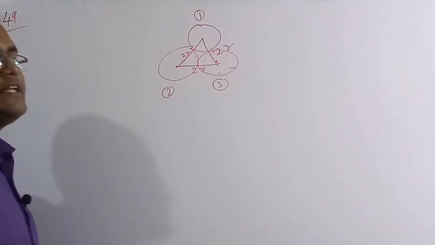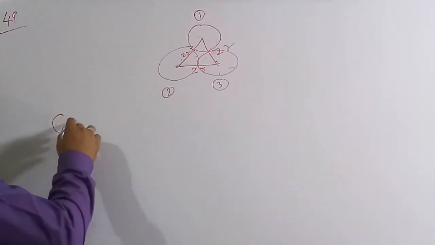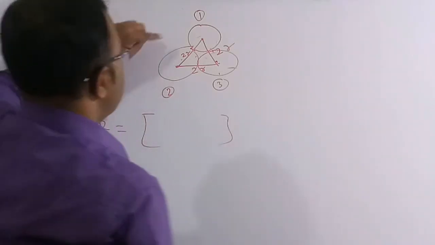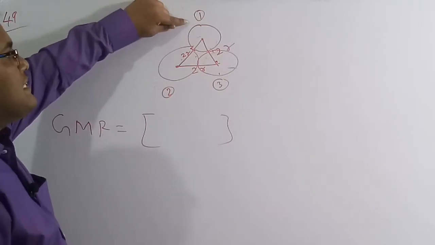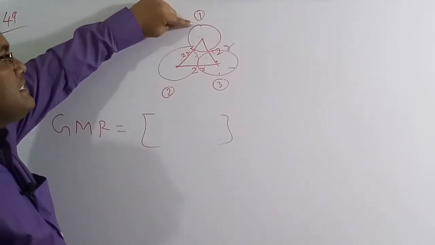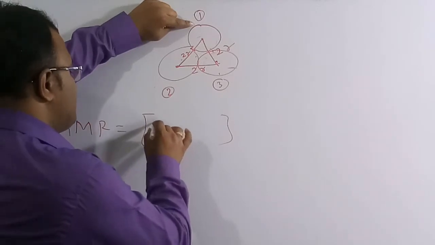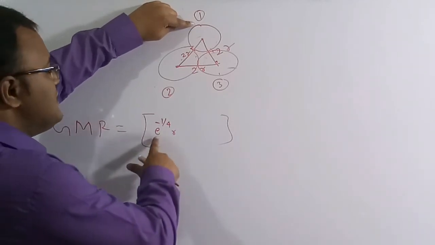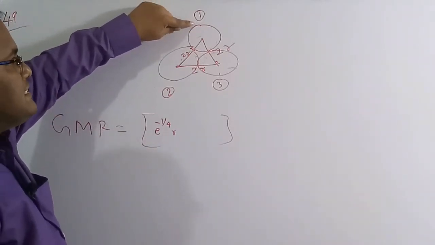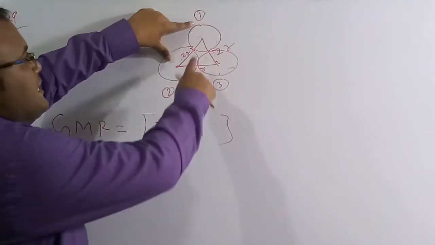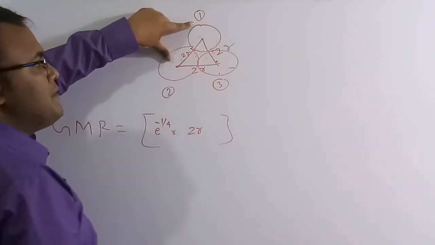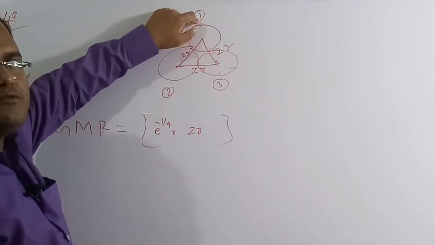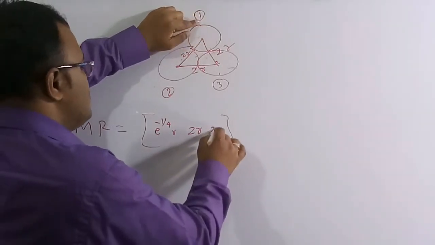Now, how do we write the geometrical mean radius? The geometrical mean radius is our self GMD. Suppose I take the first connector. The self GMD of the first connector is e to the power of minus 1 by 4 into r, or 0.7788 into r. Now the distance between the first connector and the second connector, center to center, is 2r. You have to do the multiplication. Now from 1 to 3, the distance is again 2r. So this is for the first connector.